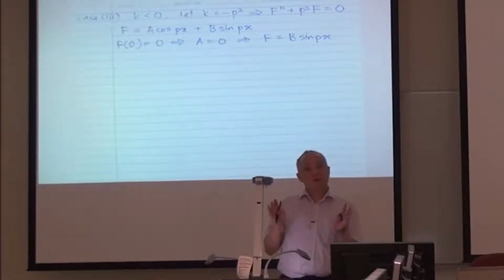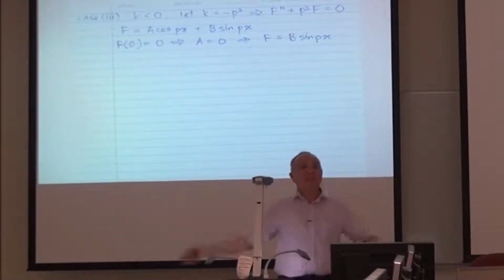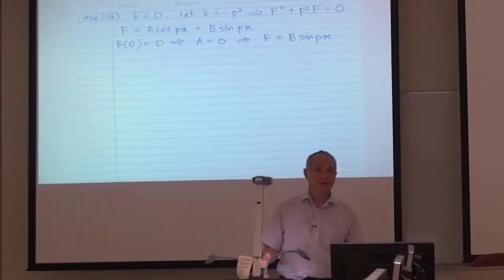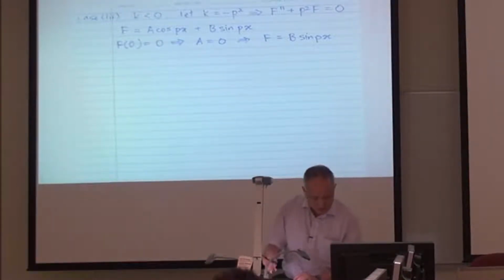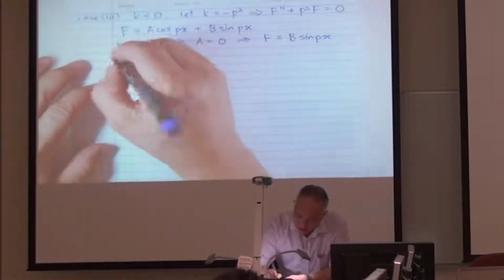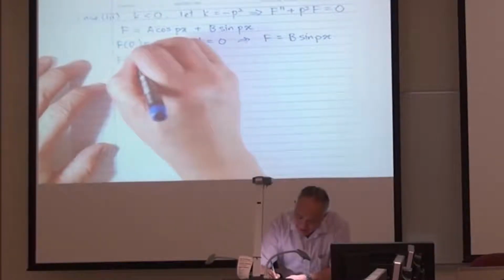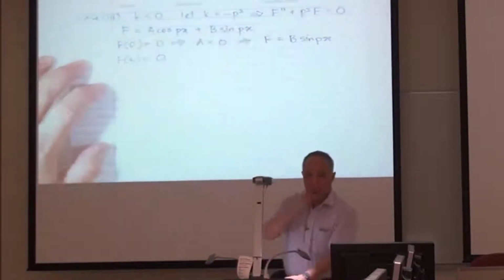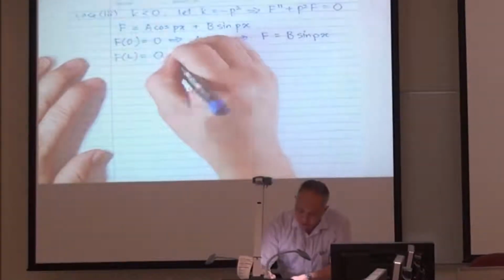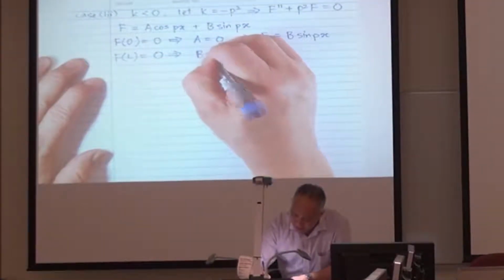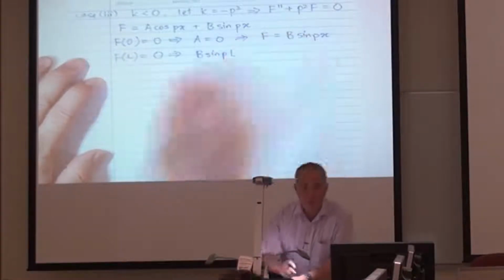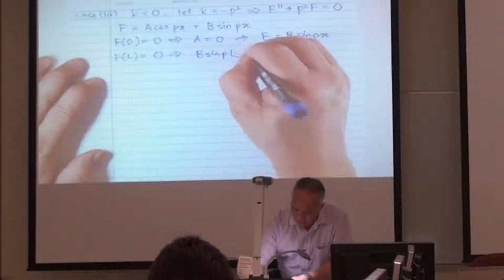We better hope that b will not be 0. If b is 0, everything is trivial. We have no more choice. This is our last hope already. Every case, and this is the last case, and this is our last constant. So what happens here is that if we let f at L equals 0, the other boundary condition, that means we will have B sine PL equals 0.